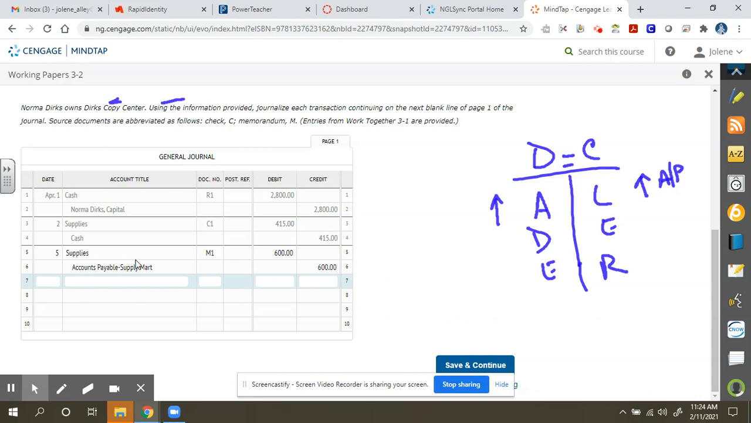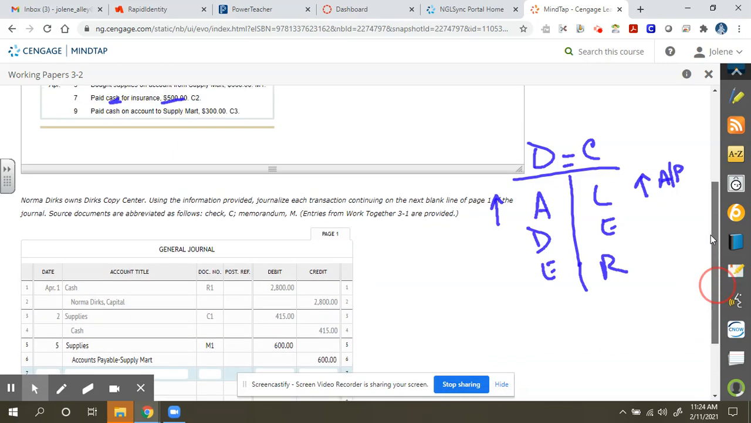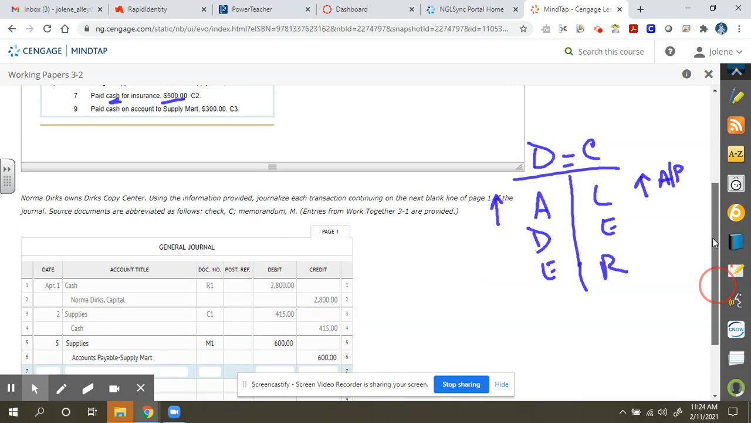Debits equal to credits, and this is saying that Norma took $600 worth of supplies and gave Supply Mart a promissory note, or an IOU, that she would pay them back later, $600. Okay, the next one.